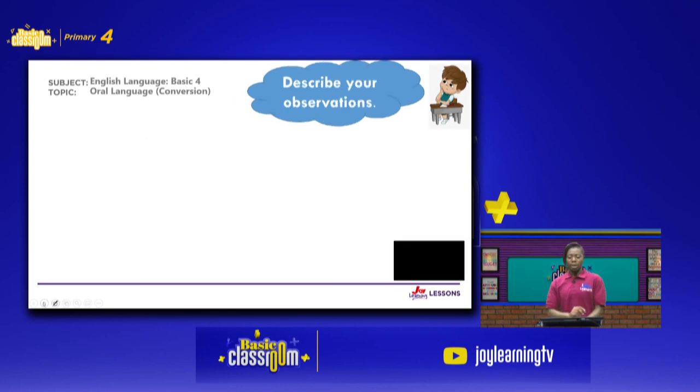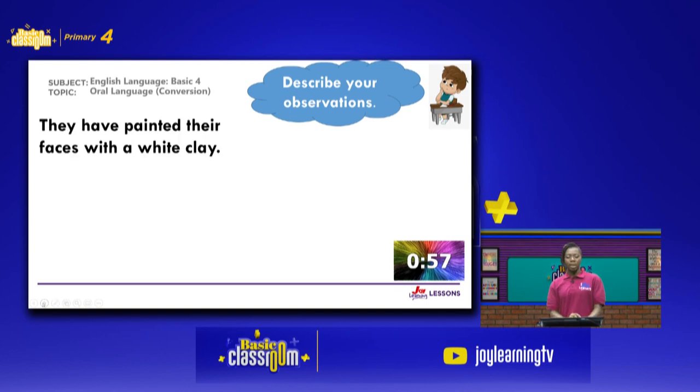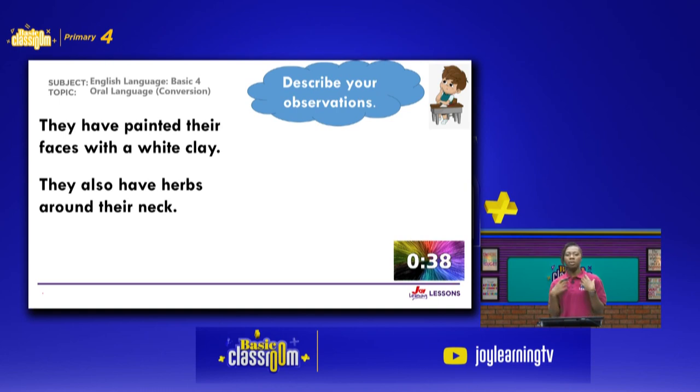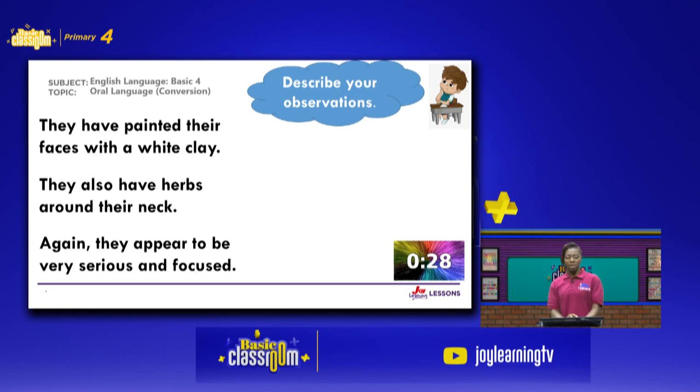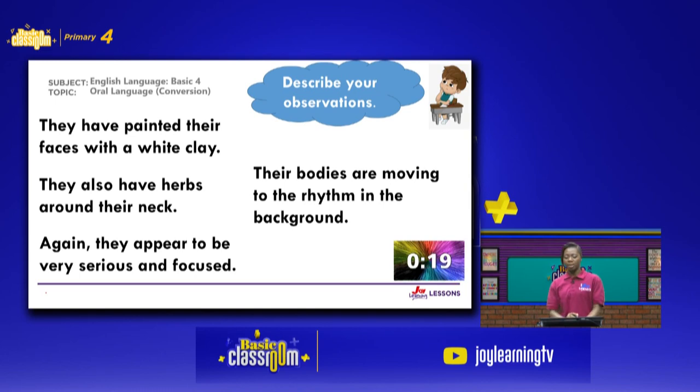Now, these men that we have mentioned, apart from having the leaf in their mouths, had also painted their faces with white clay. They had also had some herbs in the form of a chain around their necks. Again, they appear to be very serious and focused on whatever they were doing at that time.